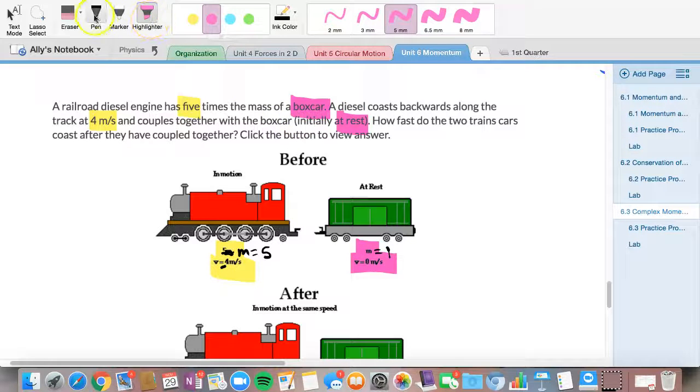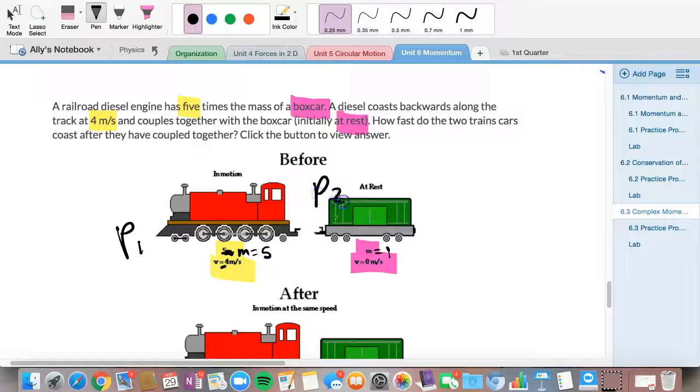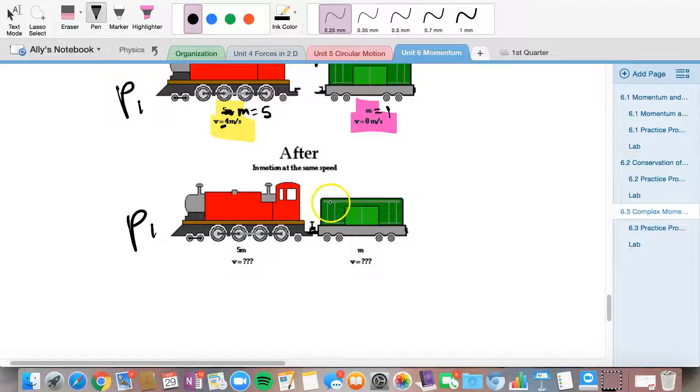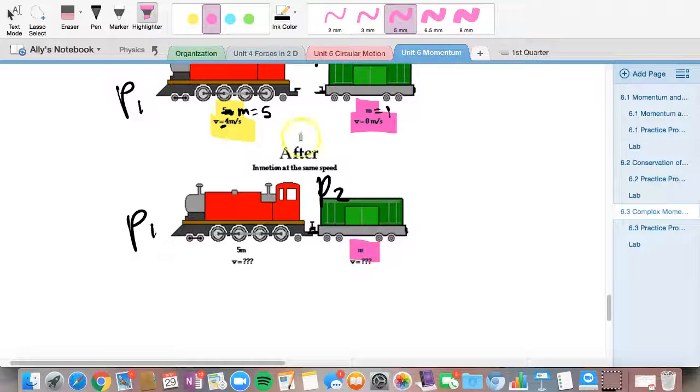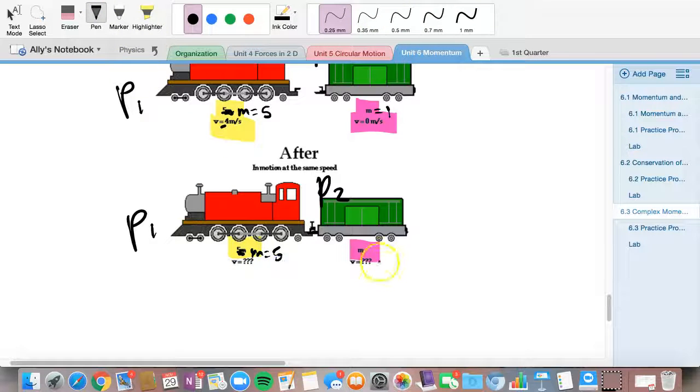So all of this is before. So this is P1, this is P2 before. Now after, here's P1, here's P2. Afterward, they have this same mass on both of them. So this guy's mass is 5, and this guy's mass is 1. But we want to find out what their velocity is. It's the same type of problem. Their velocity is going to be the same. They're equal. Why? Because they're connected.